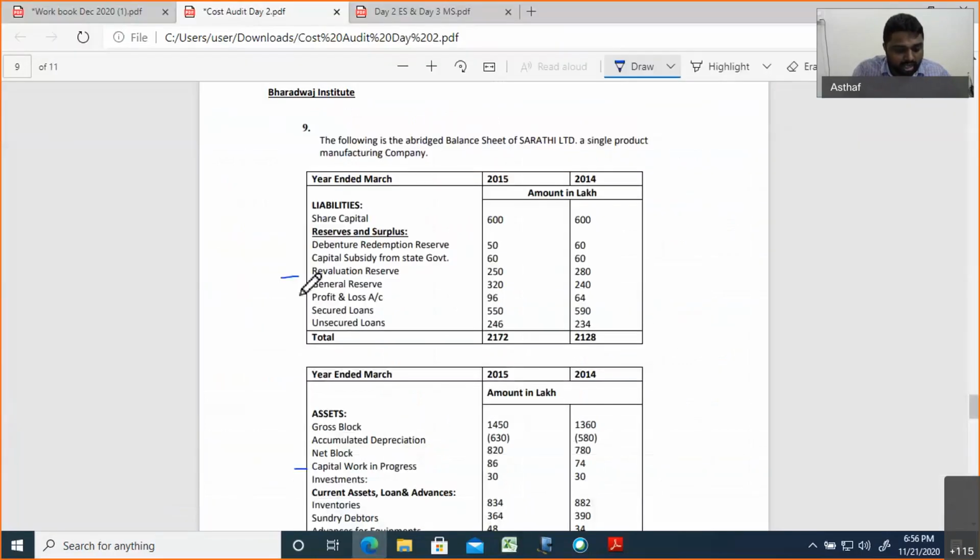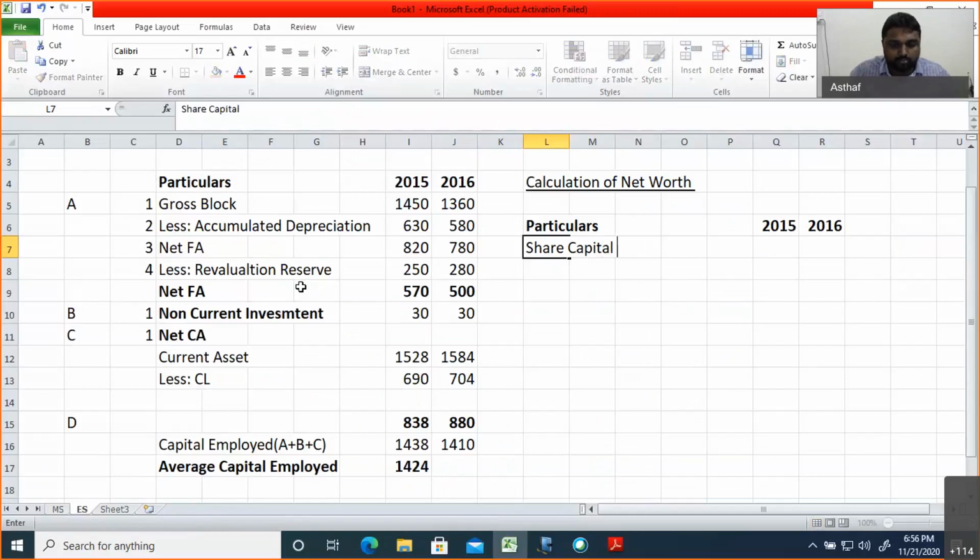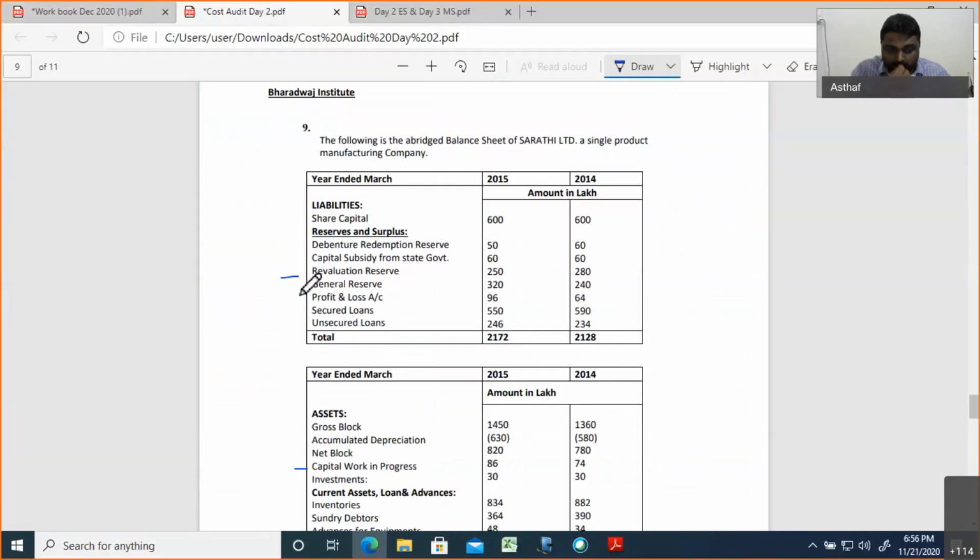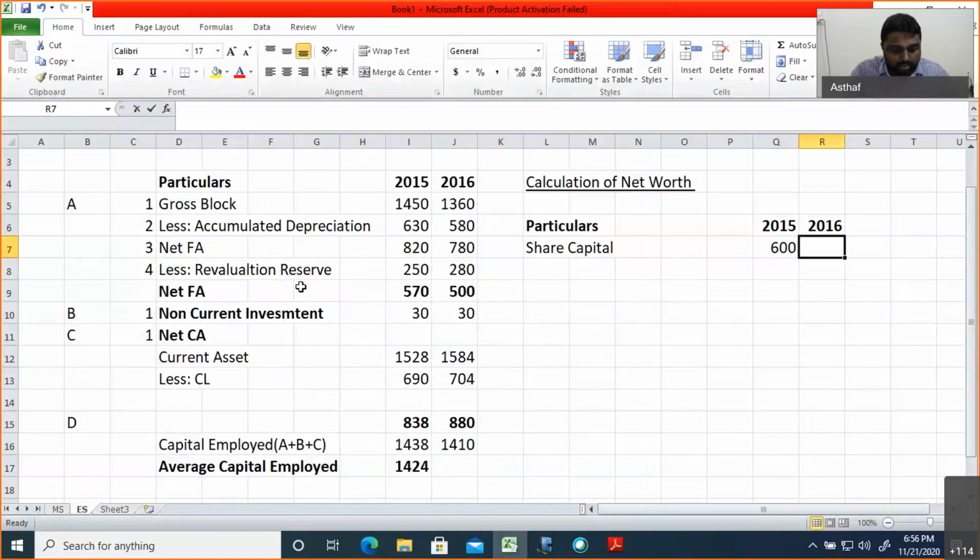So the first one, share capital. We have 600. Debenture redemption reserve. See, as per the Companies Act, all reserves available for distribution as dividend will also be considered. So debenture redemption reserve. What is the debenture redemption reserve? 50 and 60.